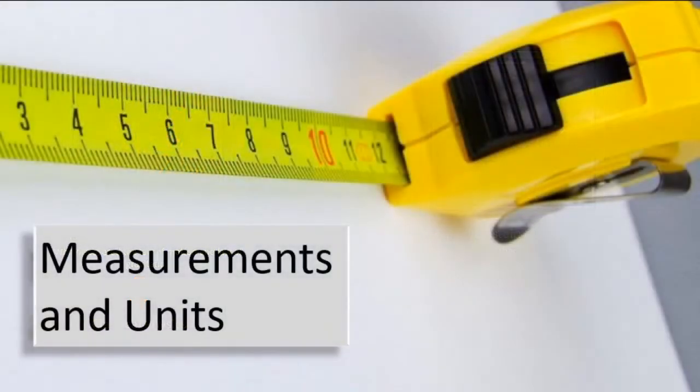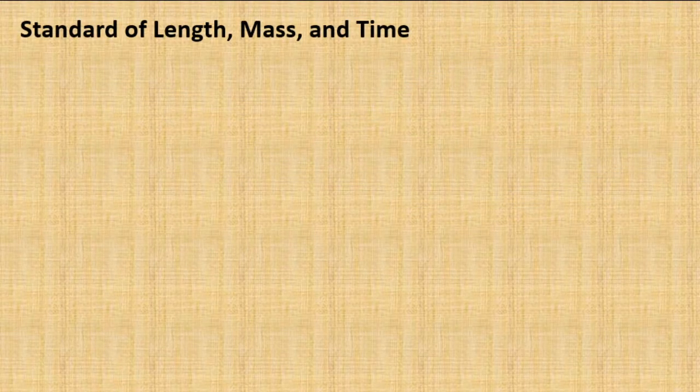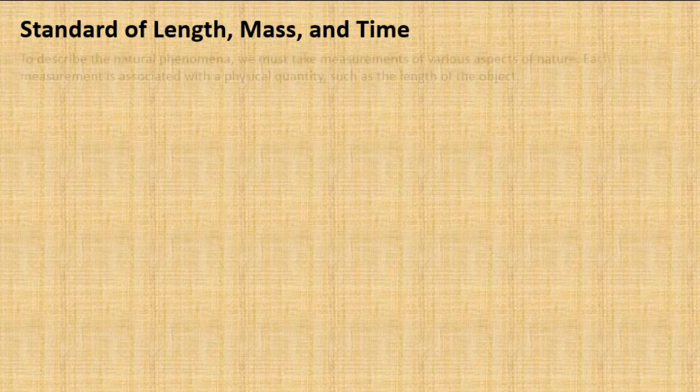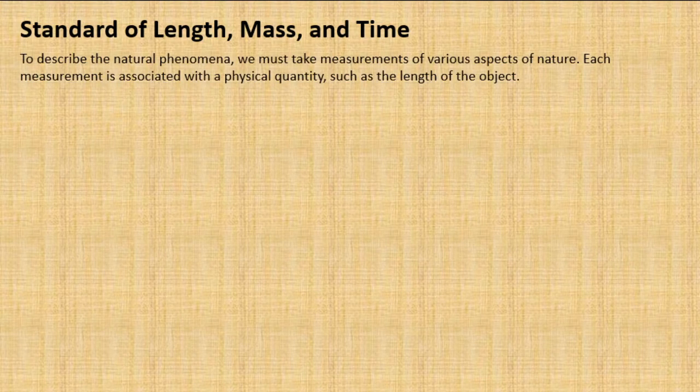So next, measurements and units. Standard of length, mass, and time. To describe natural phenomena, we must take measurements of various aspects of nature. Each measurement is associated with a physical quantity such as the length of an object.